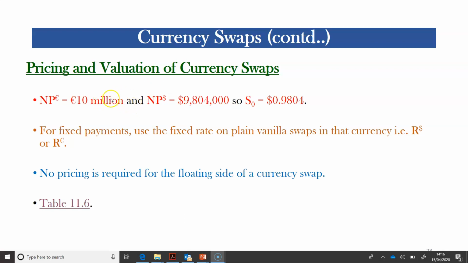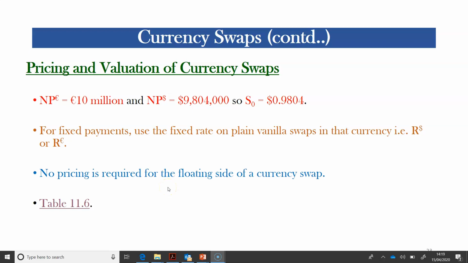To price a currency swap, we continue with our currency swap example of Reston Technology. The notional principal are 10 million euros and $9.804 million. And if we divide $9.804 million by 10 million euros, the current spot exchange rate implied by this is $0.9804 per euro. As the swap involves fixed interest payments in dollars and euros, we will price two different plain vanilla interest rate swaps, one in dollar and one in euro currency.